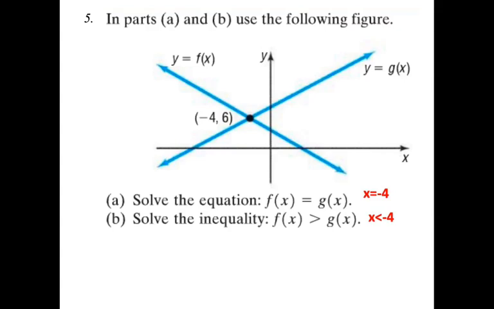First part, we want to solve the equation, where is f of x equal to g of x? Not a whole lot to do when you've got the graph there. The solution here is negative 4 for x. Negative 4, 6, that ordered pair is actually where the two functions intersect.